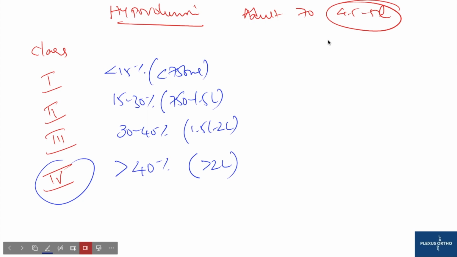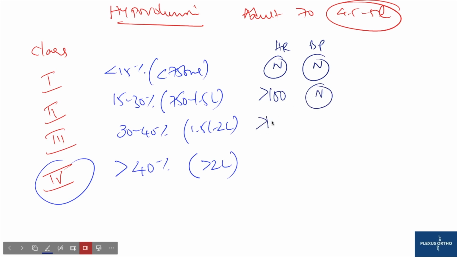So what is the heart rate that you see in each of these patients? Very important. The heart rate and BP are normal in class 1 because the body compensates for the blood loss. The blood loss is not so heavy, so the body compensates. In class 2, the heart rate becomes more than 100, whereas the BP is still normal. In class 3, the heart rate goes above 120 and the BP starts to become less.